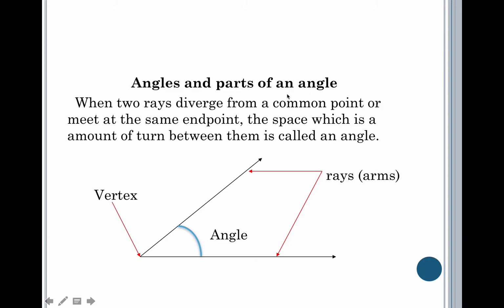Angles and parts of an angle. When two rays diverge from a common point or meet at the same endpoint, the space, which is an amount of turn between them, is called an angle. Basically, you have two rays, one right here, another down here. The space in between is called an angle. The endpoint, the point where they both meet, is called a vertex. And then you have your two rays.